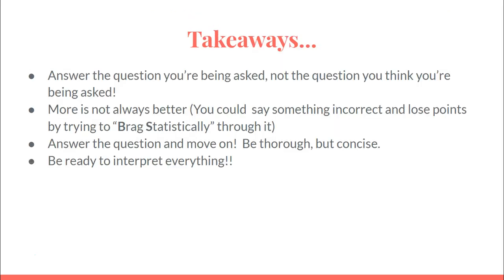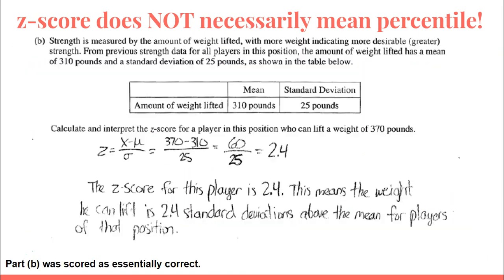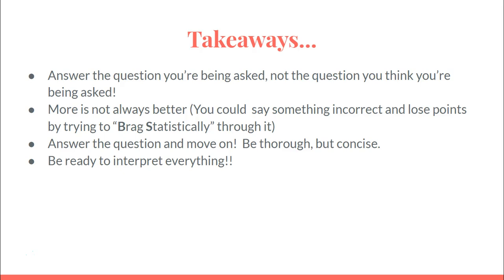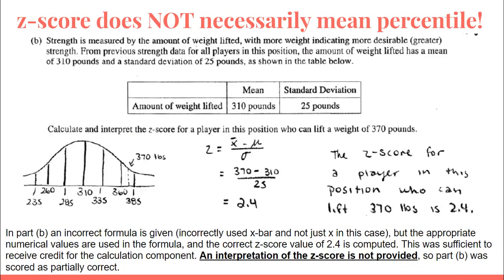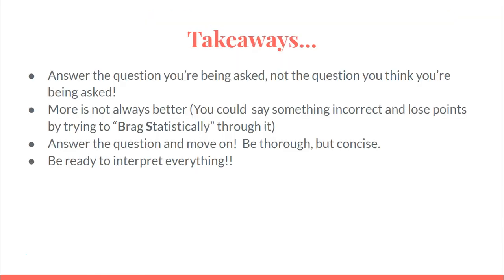So the idea behind it all is answer the question you're being asked, not the question you think you're being asked. Nowhere in this prompt does it say it is a normal distribution, and it does not give you the ability to see if it's normal or to prove if it's normal or approximately normal. More is not always better. You could say something incorrect and lose points by trying to brag statistically. Answer the question and move on. Be thorough but concise. That's why this person right here in the beginning did not write a lot. They were right thorough. They were right there concise. They knew exactly what they were doing.